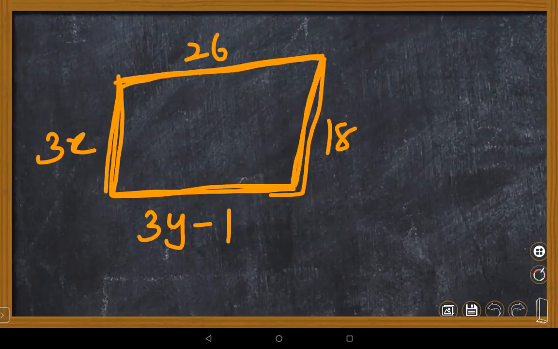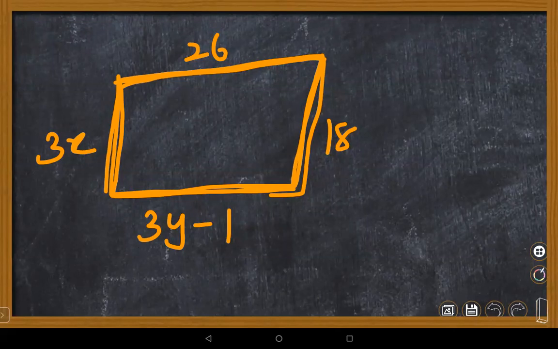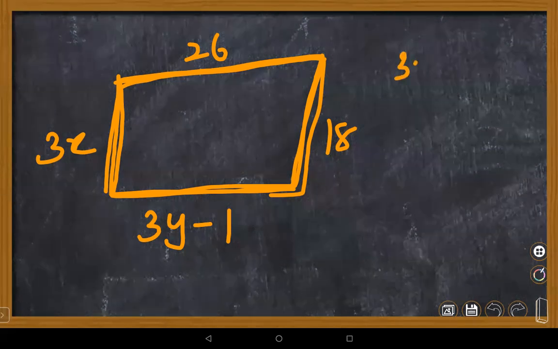Be ready with your answers. Put it in the chat box, children. I will call the student. In a parallelogram, yes Nitya, it's a parallelogram. So in a parallelogram, opposite sides are equal. Very good. Opposite sides are equal. So here 26 equal to 3y minus 1.